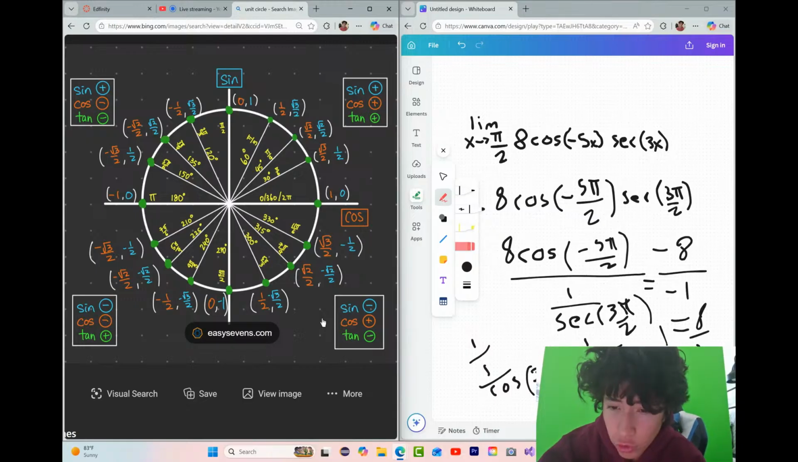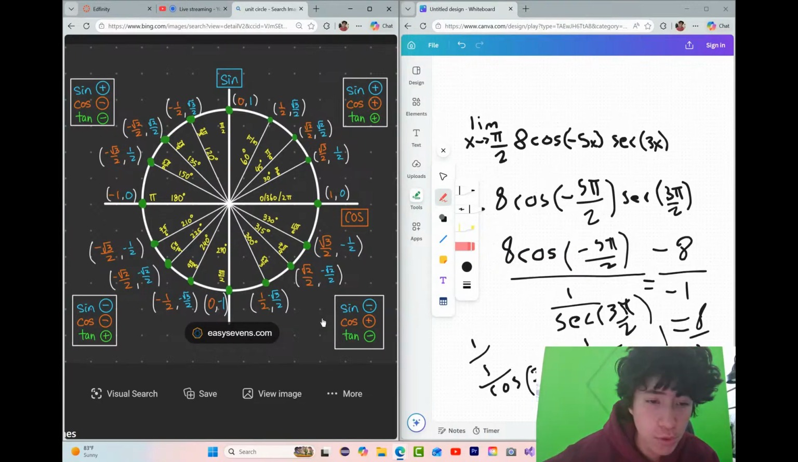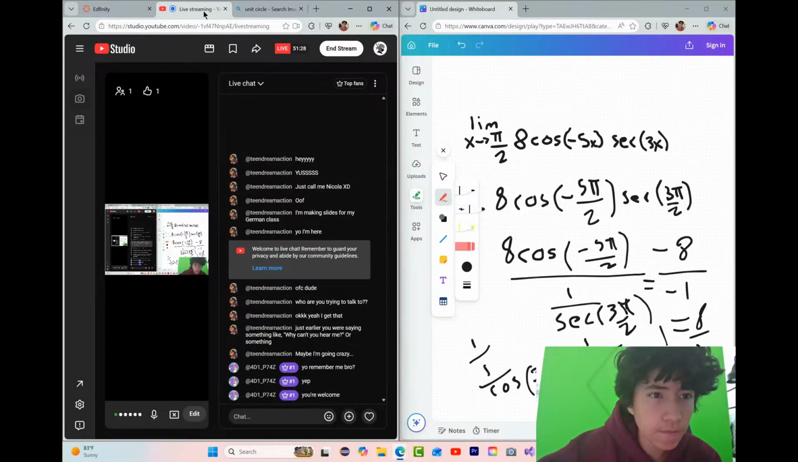Secant of 3 pi over 2 is the same thing as 1 over cosine of 3 pi over 2. Yes. So cosine of 3 pi over 2 is negative 1. 1 over negative 1 is negative 1. Negative 8 over negative 1, well, that's 8 over 1. And 8 over 1 is 8. What did we get wrong?